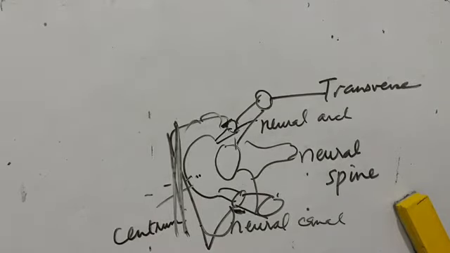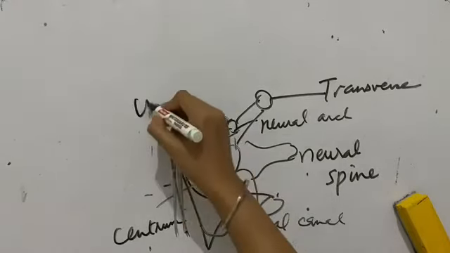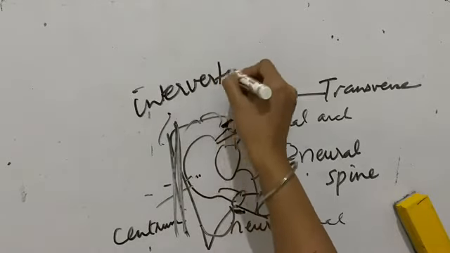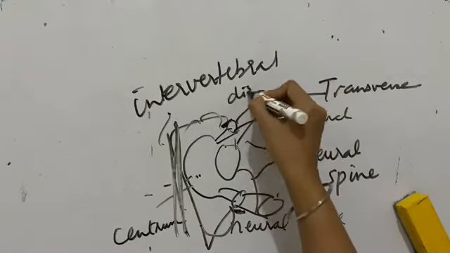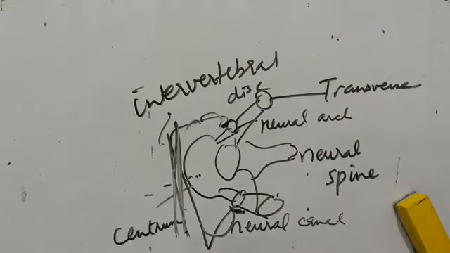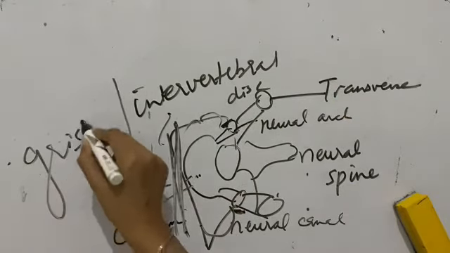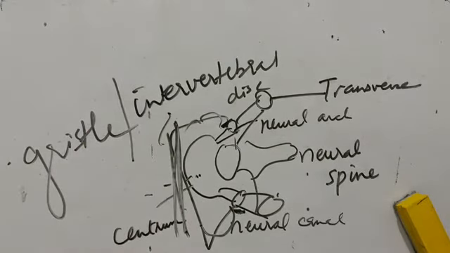Okay, in order to avoid that friction, there is present a cartilage in between 2 vertebrae, and that is known as intervertebral disc. Inter means between 2, vertebrae means between 2 vertebrae, and disc like. Intervertebral disc, this is also known as gristle. Okay, now we got to know there are 7 neck vertebrae, then thoracic vertebrae, then lumbar vertebrae, then sacrum, and then one coccyx at the end.